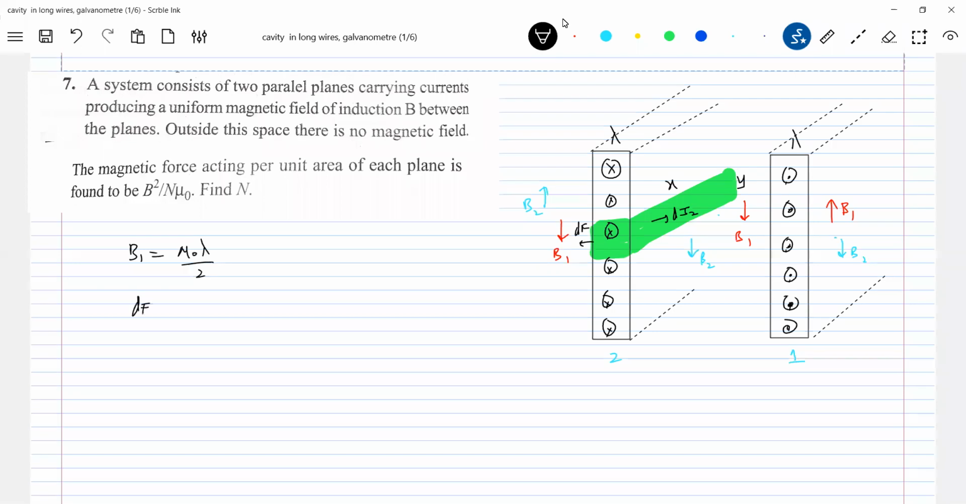So what is dF? It is the force acting on that green colored strip. dF should be equal to B1 into dI2 into the length, which will be X. What is dI2? dI2 can be written as lambda into Y. Similarly, what is the value of B2? B2 is equal to mu naught lambda by 2. So lambda you can write as 2B2 by mu naught.